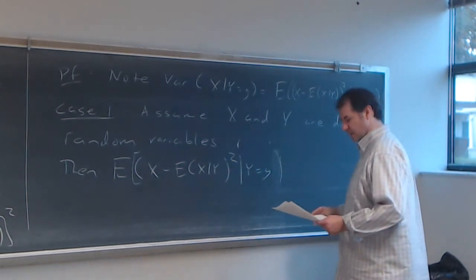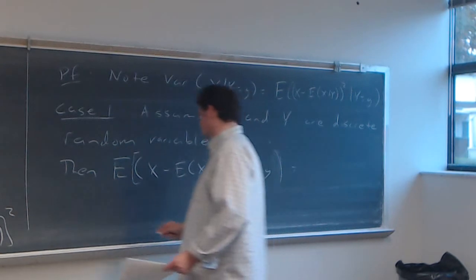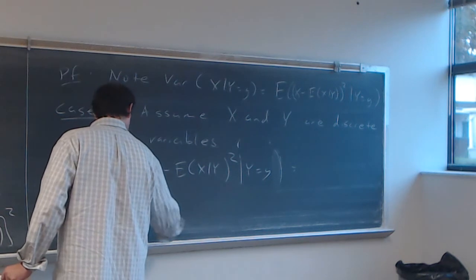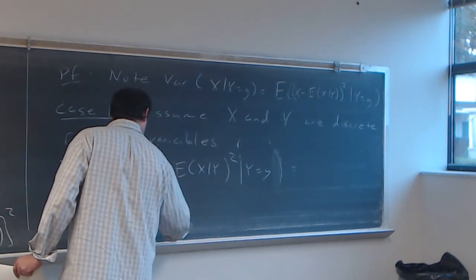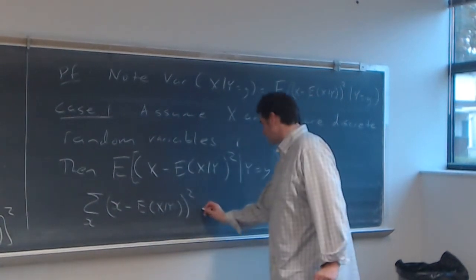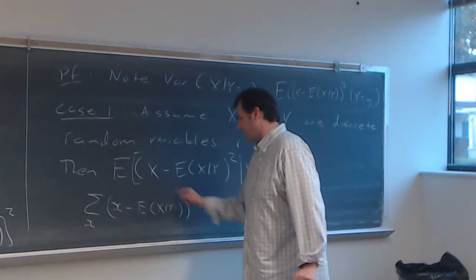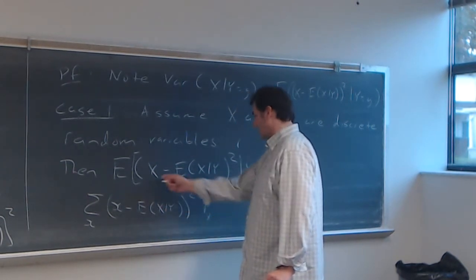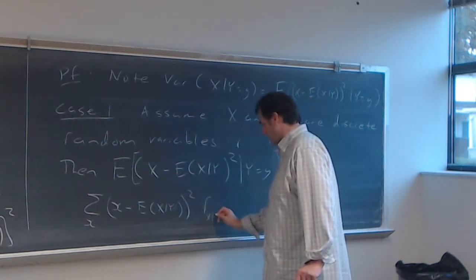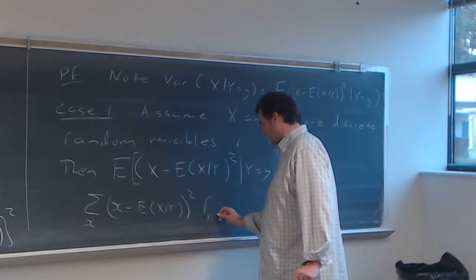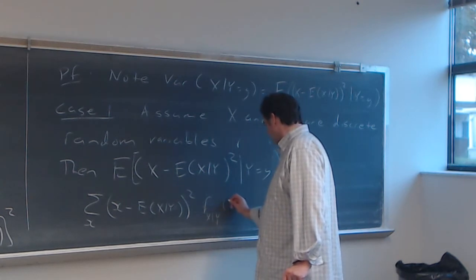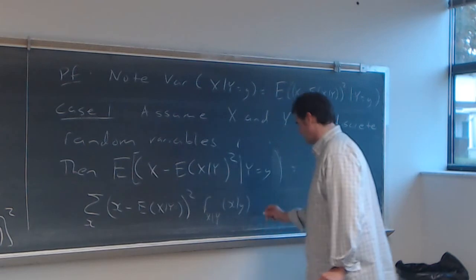This would be a sum. So it's the sum over all x values of this random variable, x minus the expected value of x given y, this part squared, times f. This is a function of x, we could think of it, so we're taking the conditional expectation of a function of x given y. So it would have here the conditional probability mass function of x given y. That's what that would be.